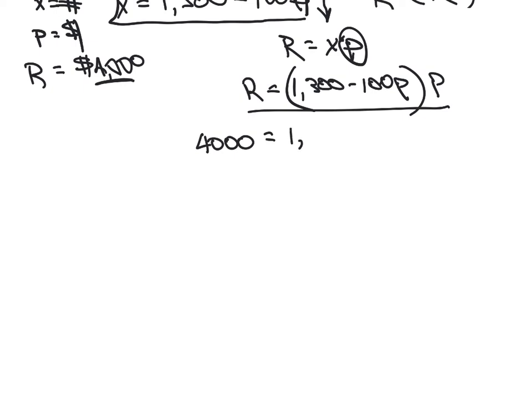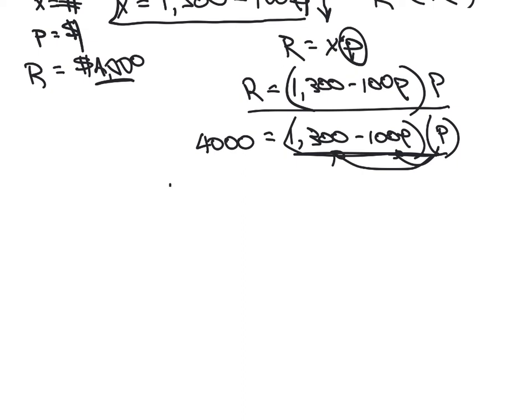That's how much money Bud wants to make off these calculators. And then we've got our 1,300 minus 100p times p. So let's go ahead and distribute this p here and here. So we have 4,000 equals 1,300p minus 100p squared. So we're going to just keep going. We're looking for p. All of our variables are gone. All we have left is p.